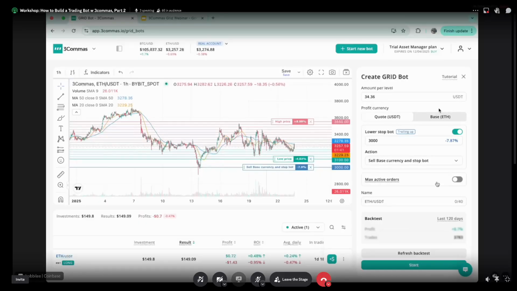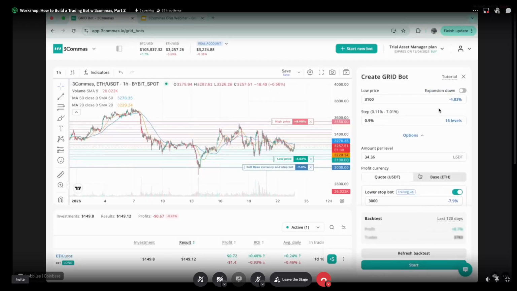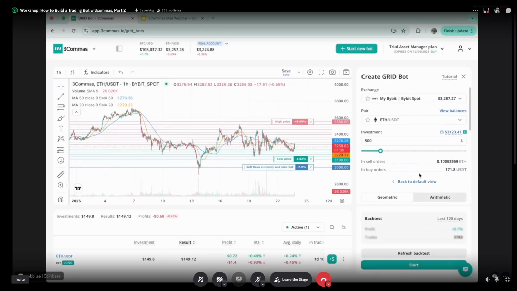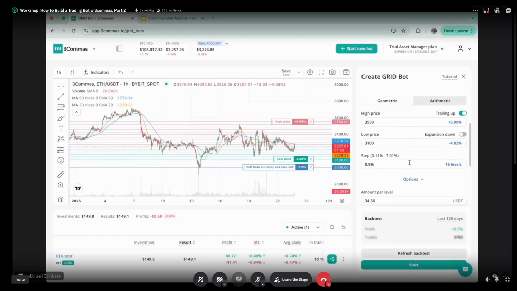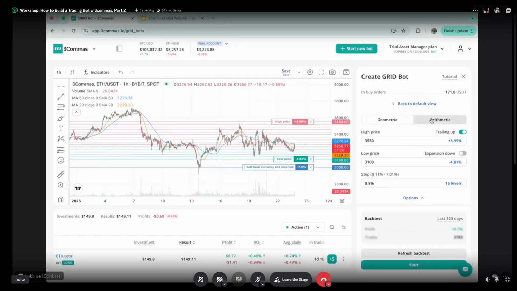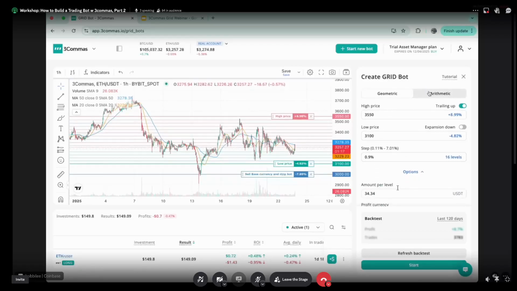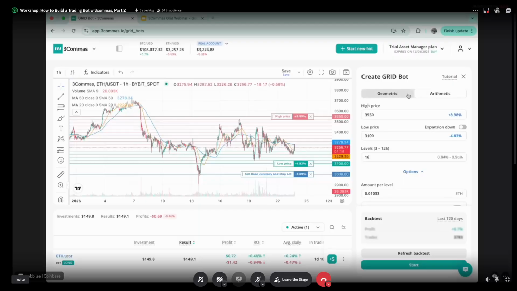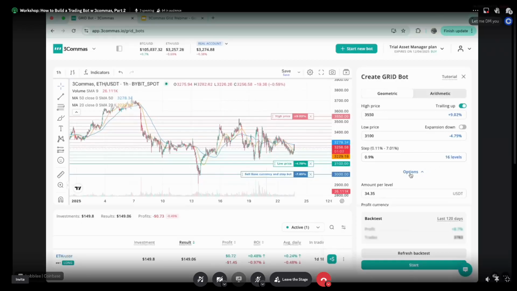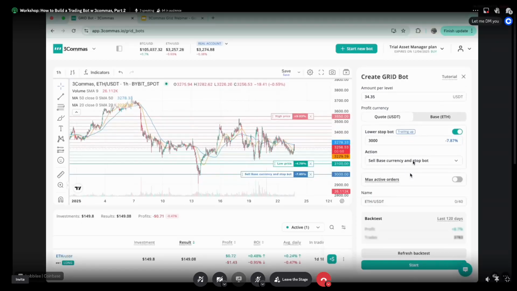I will not start this bot because it's practically the same bot that I have running right now. But these are just the easy steps to set up. One thing I didn't cover is arithmetic or geometric, which is just how you set up the grid levels. Some prefer arithmetic, some prefer geometric. So either you put a number of levels and it will show you the percentage, or you just put a percentage and it will show you the number of levels. Just easy like that.